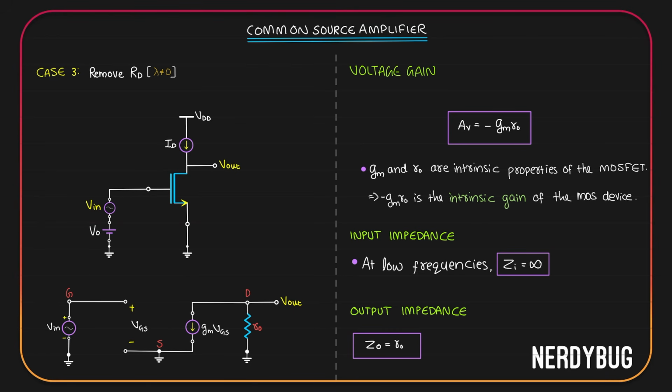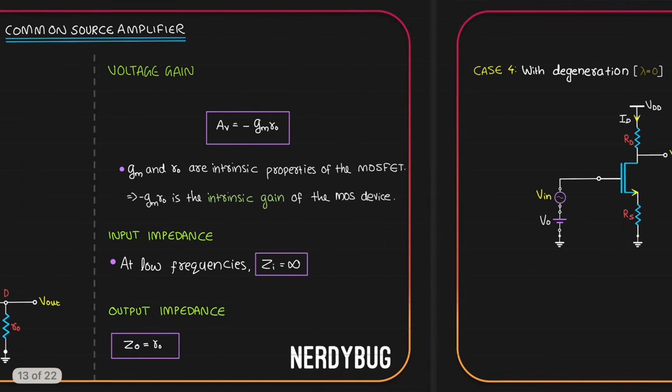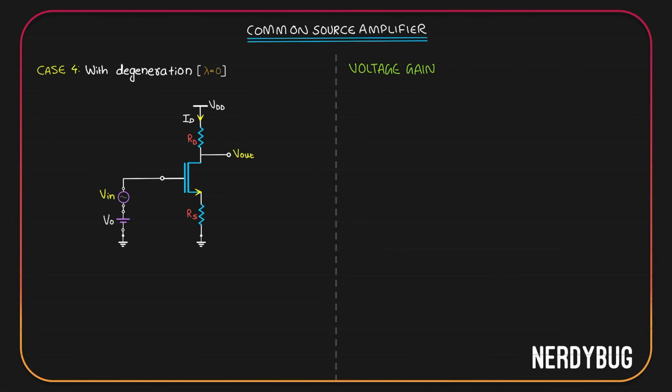In all the cases that we discussed, we saw that the voltage gain is directly proportional to the transconductance Gm. But Gm depends on factors like temperature and bias conditions, which means any variation in those will directly impact the gain. So we need a way to make sure the voltage gain is less dependent on the transconductance. For that, we introduce a small trick, degeneration. All we have to do is add a resistance at the source like this. To make it simple, I have taken lambda to be 0. That means channel length modulation is ignored.